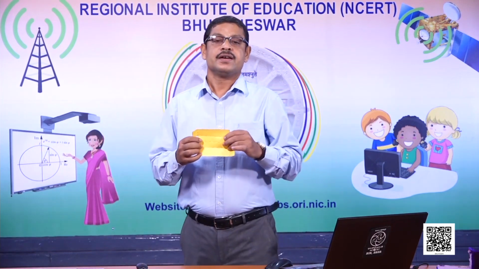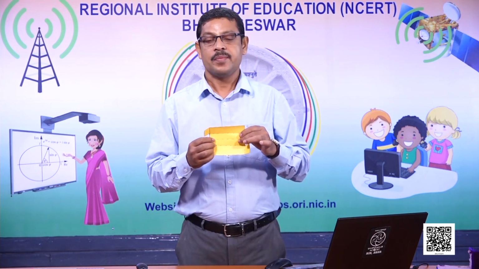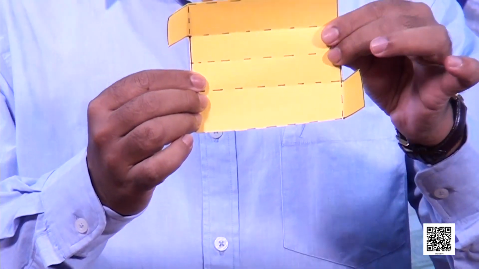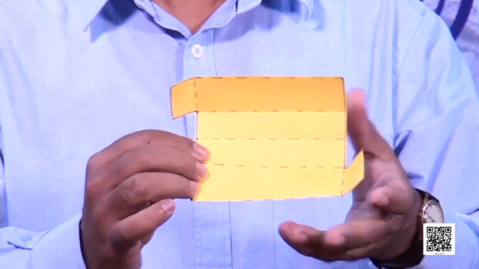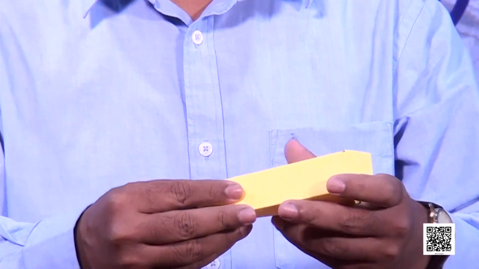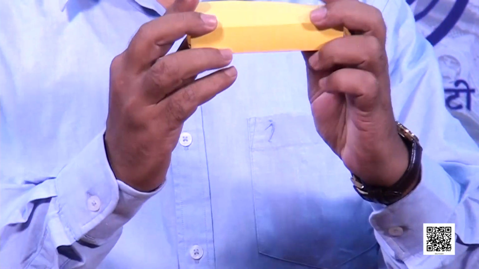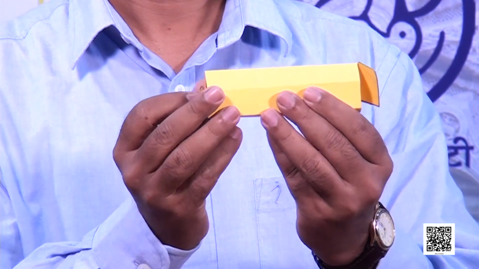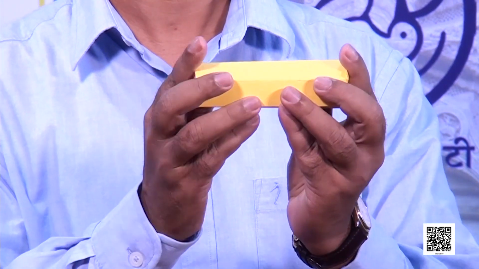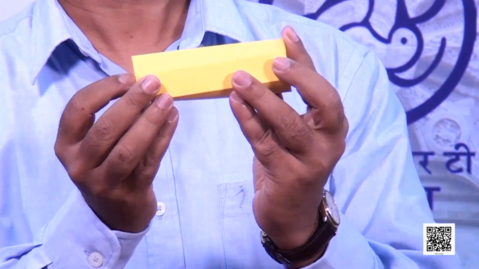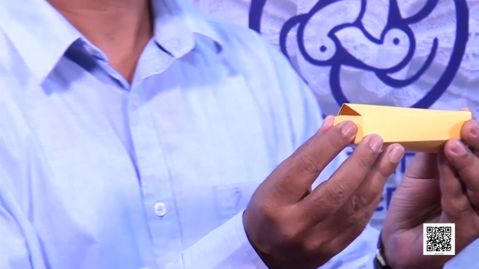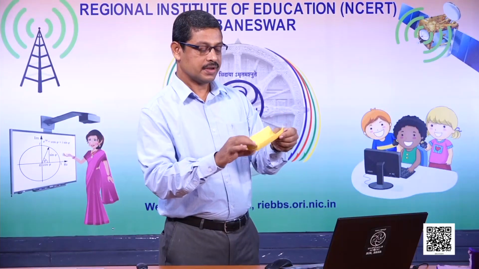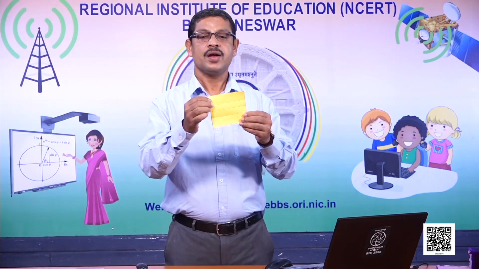Now we have to fold this shape. Whether I can fold it into a box or not, let us find out. I have to fold along the dots. I am folding it along the dots, you see. Yes, I am folding it into a cuboid. I am getting a box here. You can see I am getting a box here. So this shape can be folded into a box.